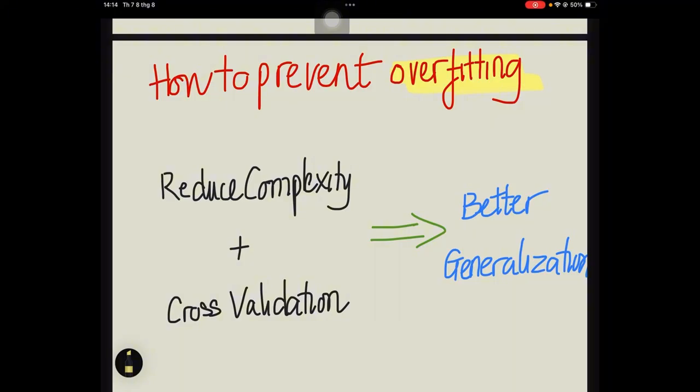The second method is cross-validation. Instead of relying on one train-test split, the data is divided into multiple groups. The model is trained repeatedly, each time using a different validation set. The final performance reflects average behavior, making evaluations much more reliable.